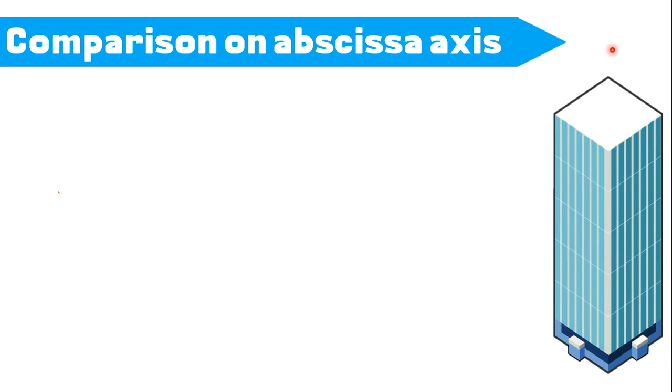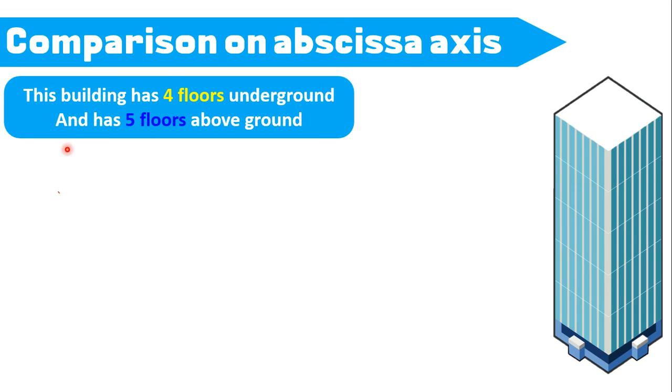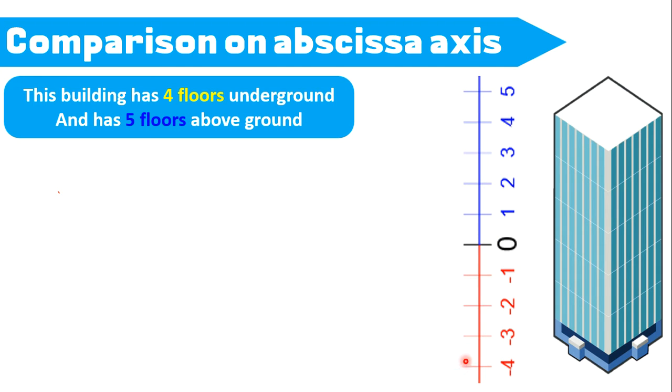Comparison on the abscissa axis. Notice this building. This building has 4 floors underground and 5 floors above the ground. So we can sketch it by this line.